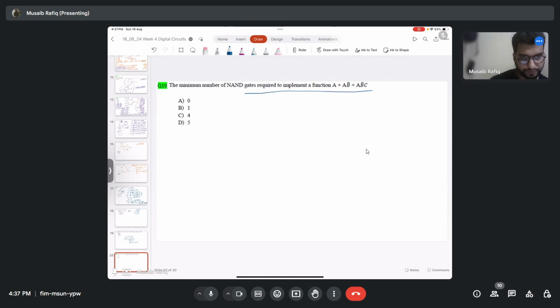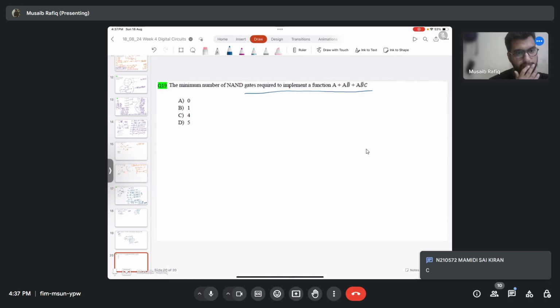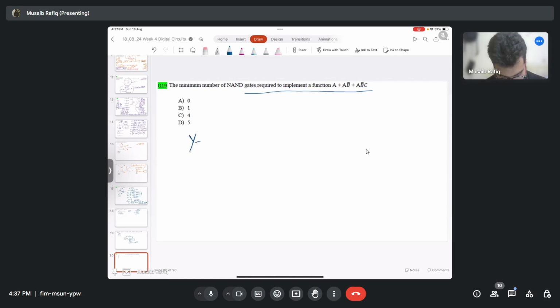Anyone? So let me just show you the solution. We are required to implement this, AB bar and AB bar C. Let's see, can we simplify it?